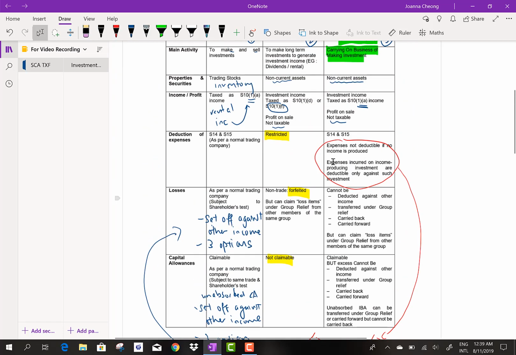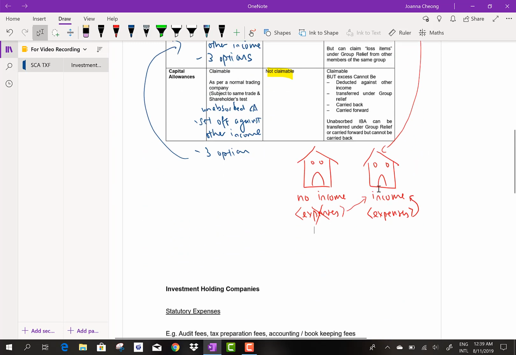Expenses incurred on an income-producing investment are deductible only against such investment. That means only deductible against the same investment. You cannot use it to deduct against another investment. And if there's no income, you basically cannot claim any deduction, which means these particular expenses will be forfeited.